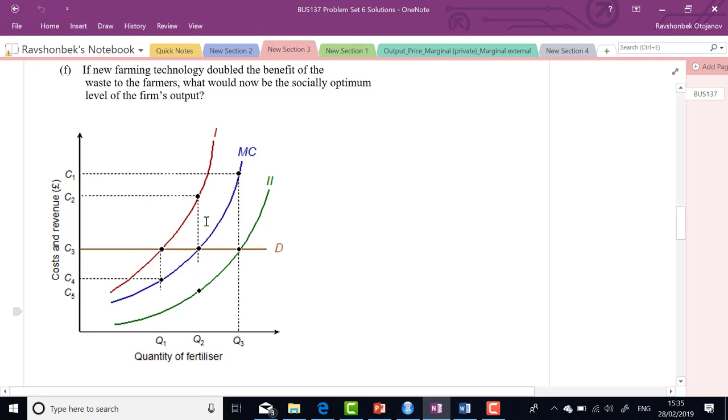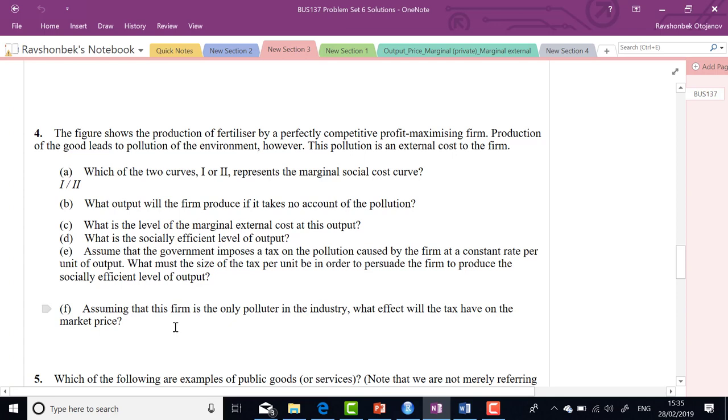So the question, if you read this again, assuming that this firm is the only polluter in the industry, and it is a perfectly competitive firm, what effect will the tax have on the market price? Nothing. None. The government is not taxing everyone. It's taxing only this polluter, and this polluter cannot affect the market price. This was a condition for perfect competition, that the individual firms do not affect the market price.